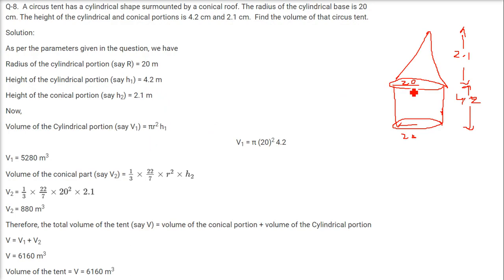So the parameters given here are like this. Volume of the cylindrical portion will be pi R square H. And this we can compute because R we know 20, height is 4.2. So it is going to come as 5280. And what is the conical part? It will be 1 by 3 pi R square H. 1 by 3 pi into R, R will be 20 square, height will be 2.1. And this is going to be 880. So you just have to add these two to find out the volume of this circus tent.